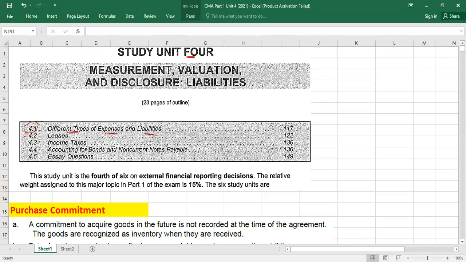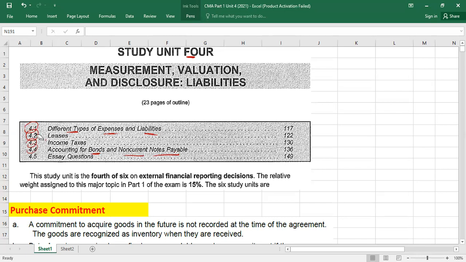Then we have our topic number 2, which is about leases. Topic number 3 is about income tax. Topic number 4 is about accounting for bonds and non-current notes payable. And these are the topics which we are going to cover.